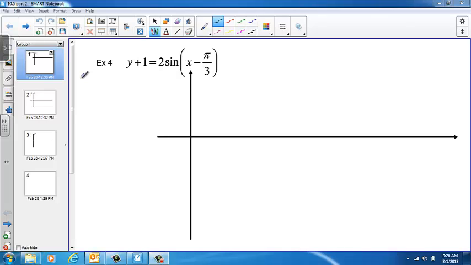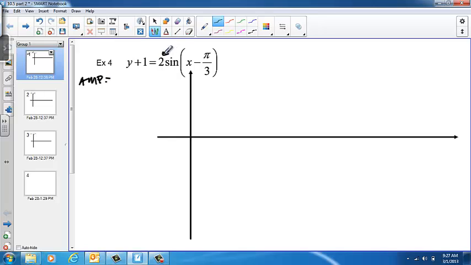Okay, let's give this a shot. y + 1 = 2 sin(x − π/3). So this is putting together everything we just learned here from 10.5 on translations, plus everything we learned yesterday on amplification, with that factor of 2 there. So let's go ahead and talk about that amplification.